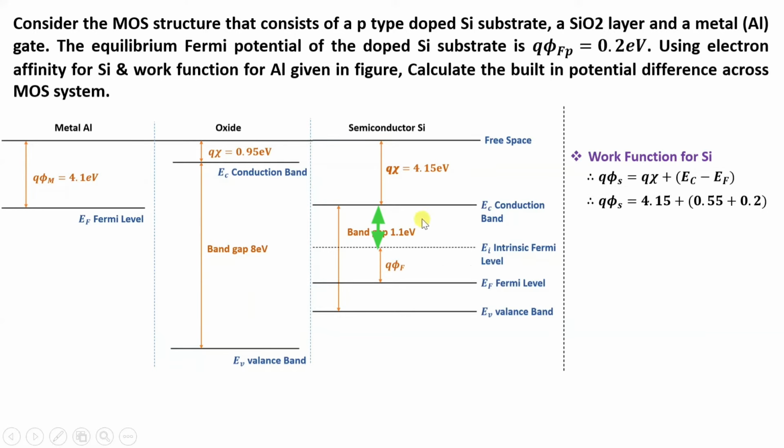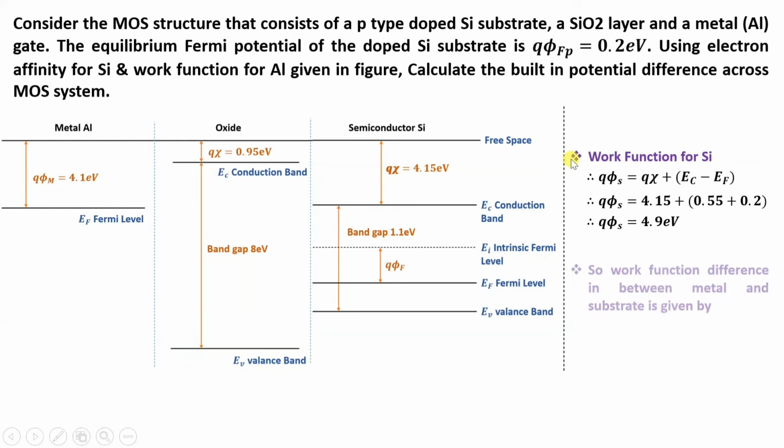So if you add these three, 4.15, that is this, plus 0.55, that is this much, plus 0.2, that is this, that is the work function of the semiconductor material with p-type substrate. And if you sum that, it will be 4.9 electron volt. Now we have the work function of the semiconductor material, and for the metal aluminum, its work function is already given to us, that is 4.1 electron volt.